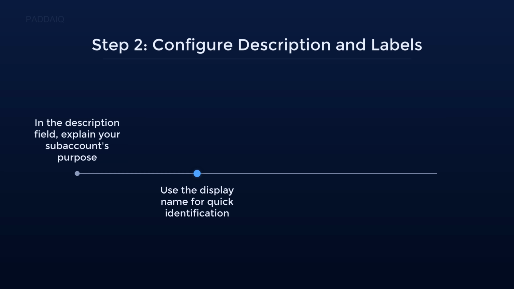Use the display name for quick identification. This means giving your service a clear, recognizable name so you can easily find it among others. For instance, name a workflow service Employee Onboarding Workflow instead of a generic ID. This simple step saves time and reduces confusion when managing multiple services.